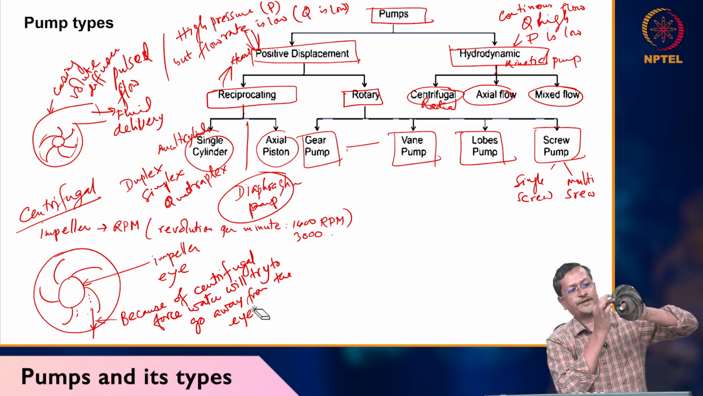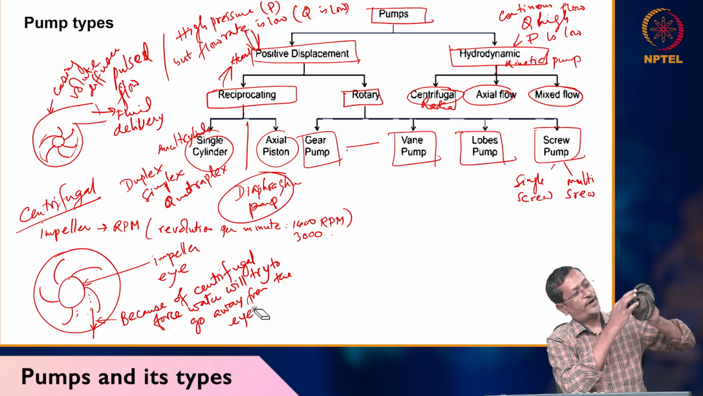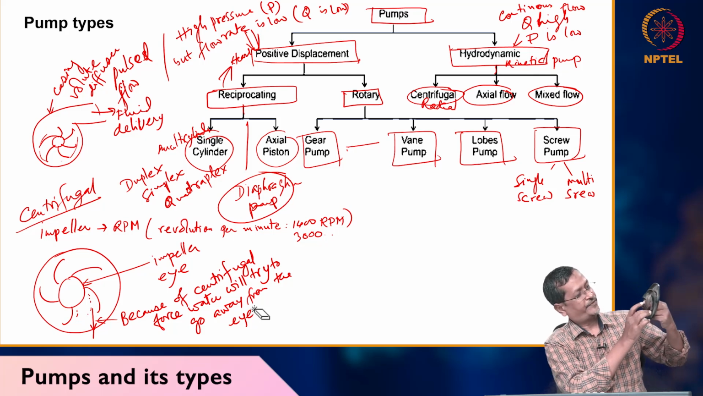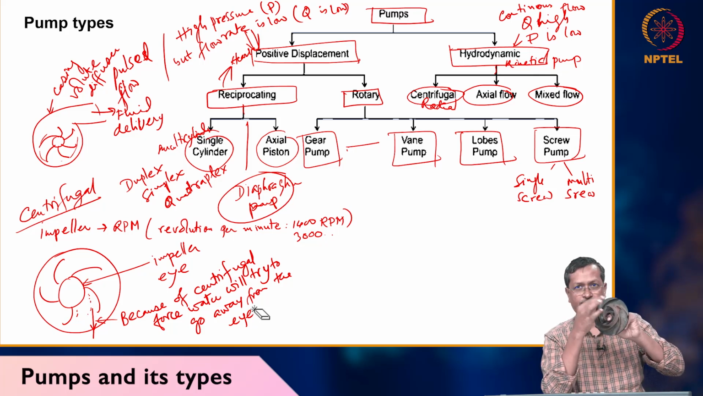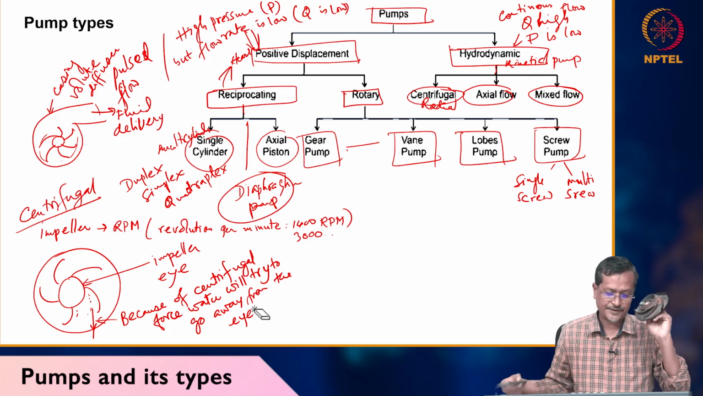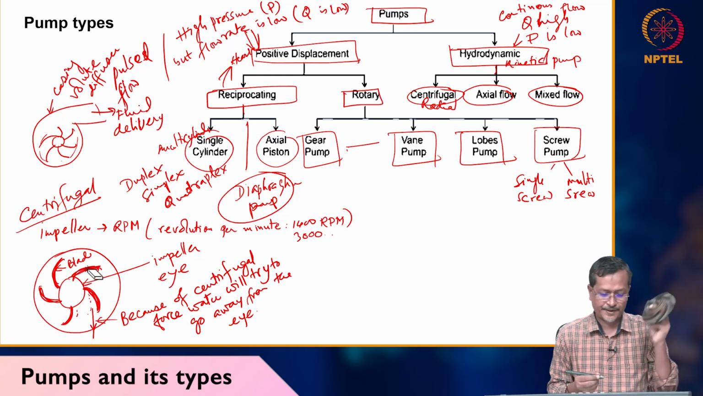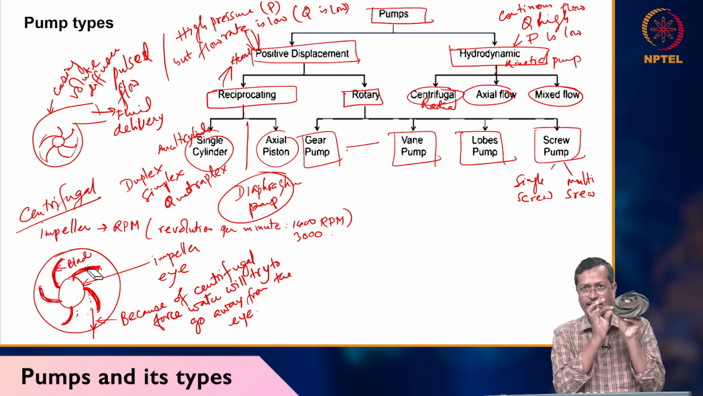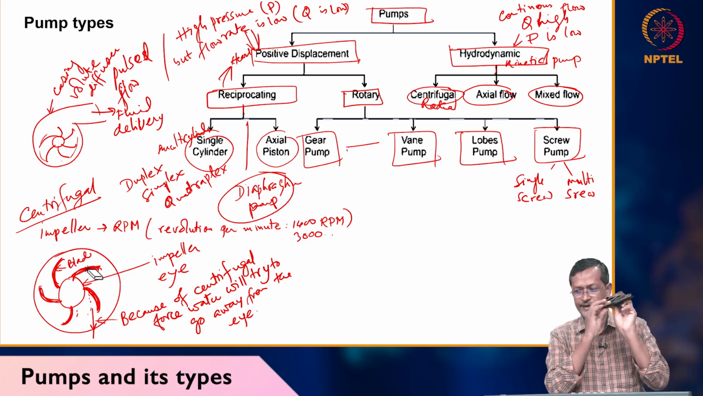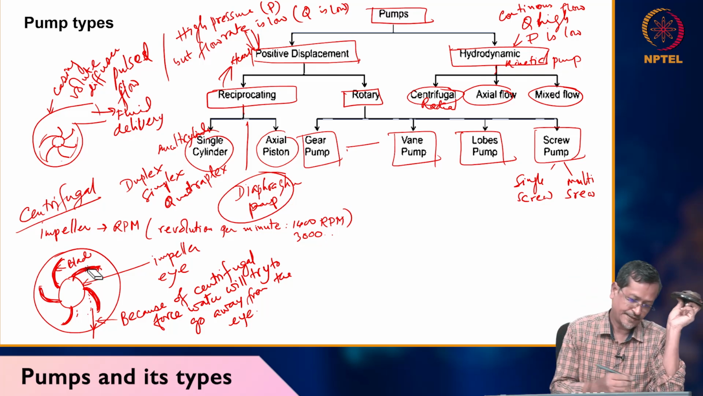One blade, two blades, three, four, five. I have 5 blades in this impeller. These are called blades. I'm just making the blades a little bit thicker. And this is called the back plate. This metal plate is called the back plate.